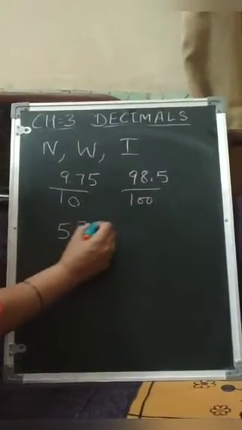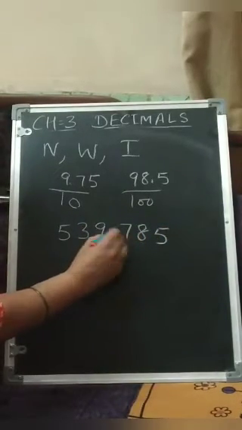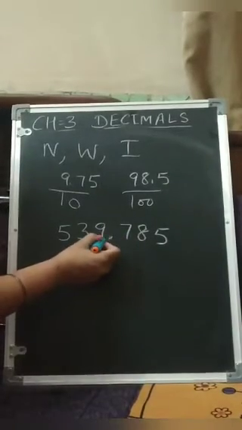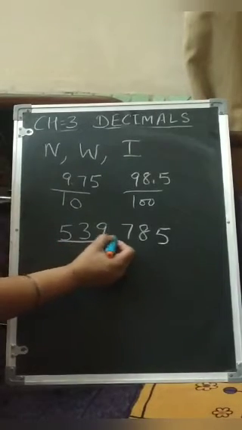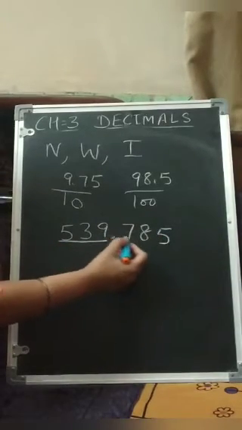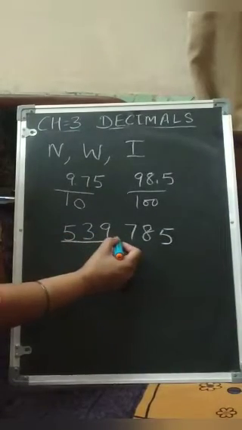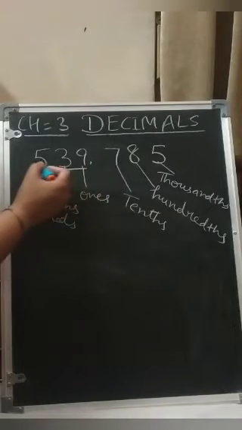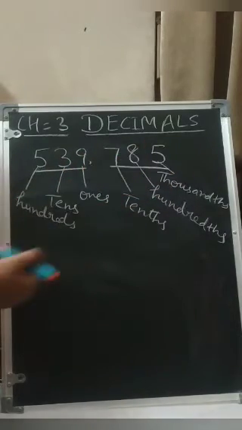Take this number, 539.785. First of all you must know how to speak a decimal number. Before the decimal we say it as it is, 539, but after the decimal we say 0.785. So this number is 539.785. Before the decimal, this part is called the integral part, and after the decimal, this part is called the fractional part.